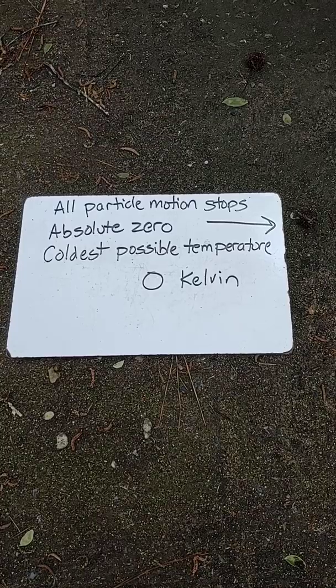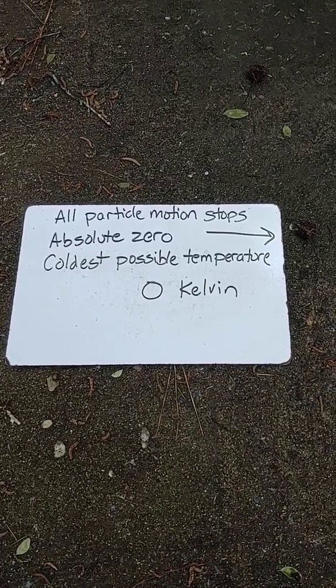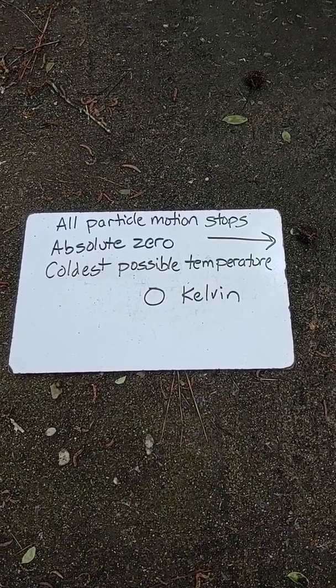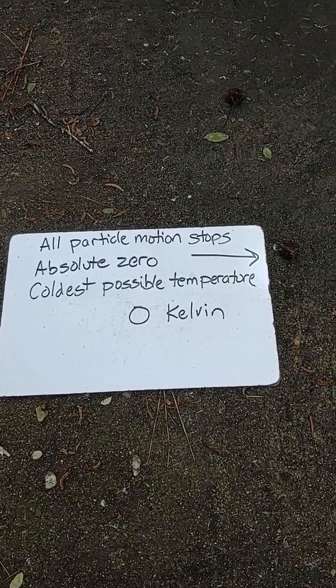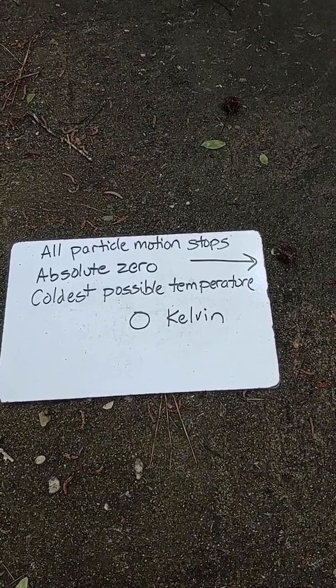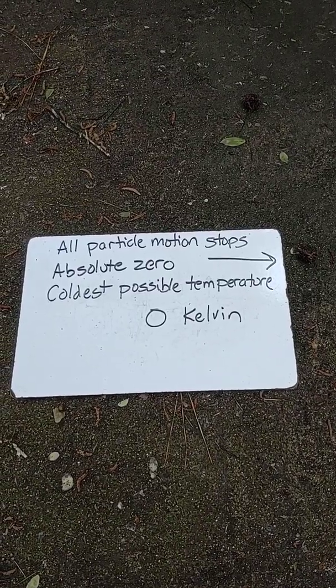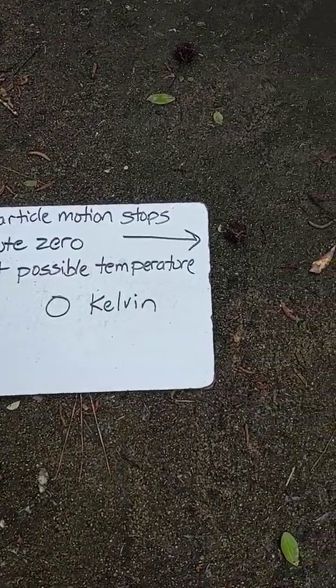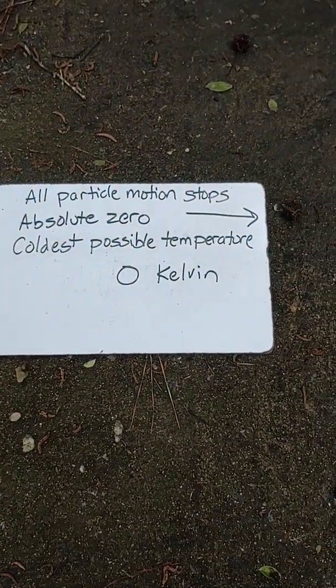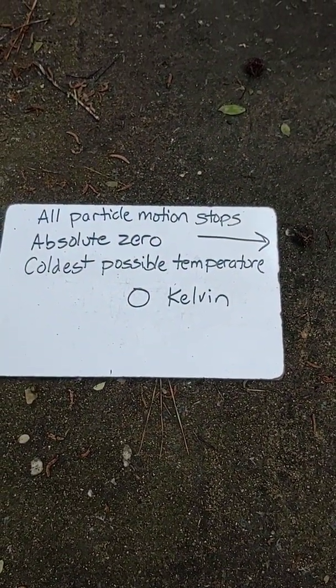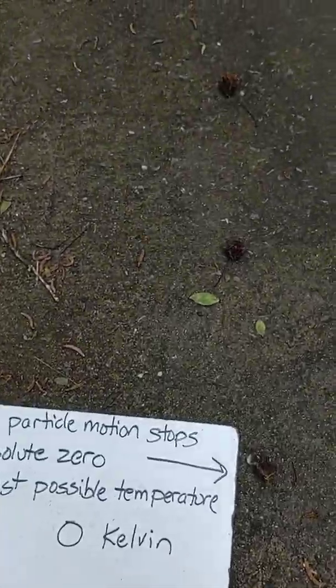When motion stops, what's your speed? What's your velocity? It's zero. You can't get slower than zero. It's stopped. You can't go slower than stopped. So this is what we call absolute zero, this gumball right here. And the Kelvin scale uses that as zero. All right, so now we're going to start walking.